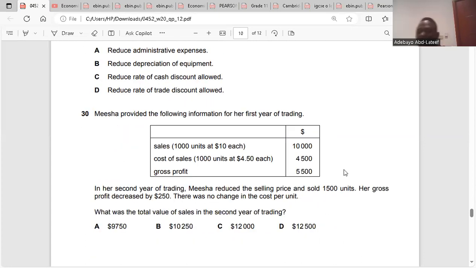Number 30. In the second year of trading, Michelle reduced the selling price and sold 1,500 units. So 1,500 units multiplied by 4.5 is our cost of sales, which is 6,750. Then 250 was deducted from the gross profit, which is 5,500 minus 250, which is 5,250. The selling price will be gross profit plus cost of sales, which is 5,250 plus 6,750, which is 12,000. So 30 is C.